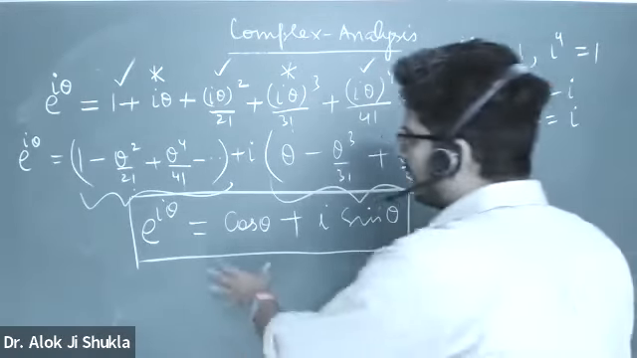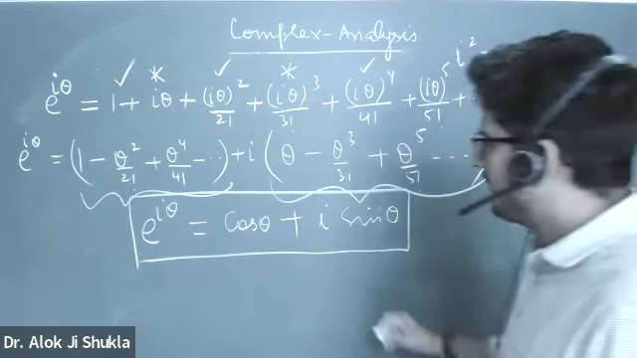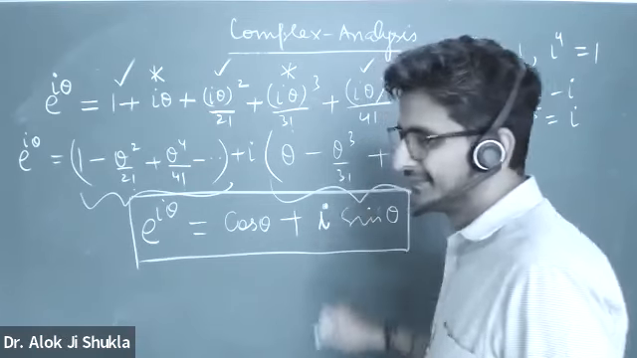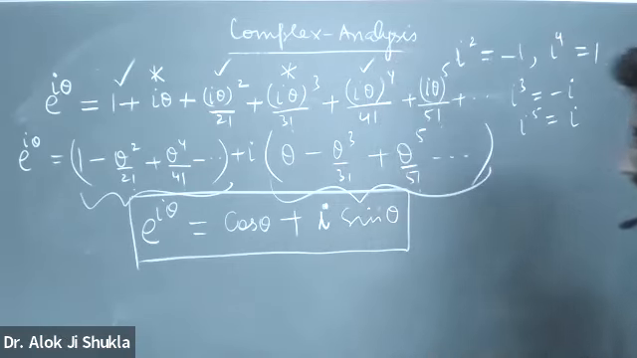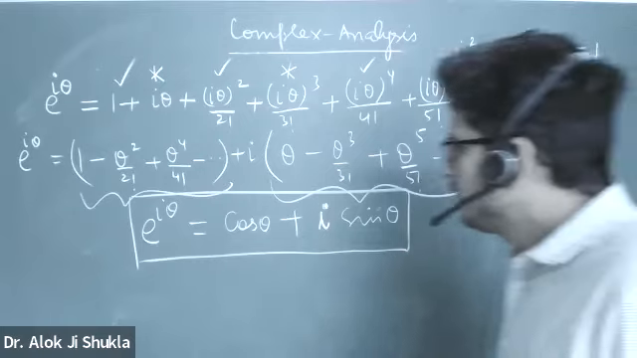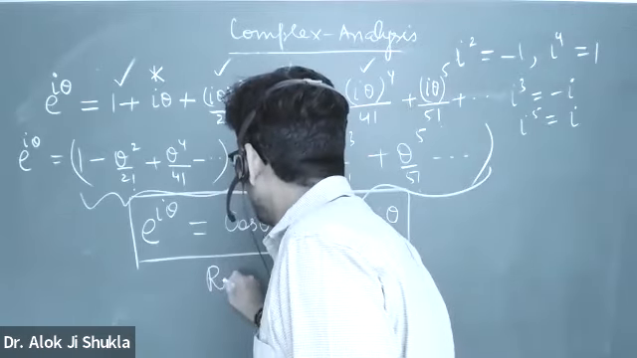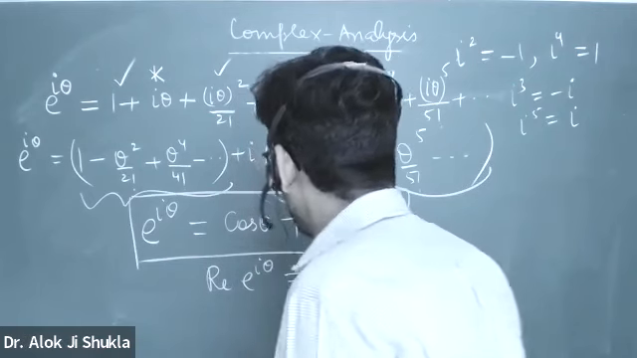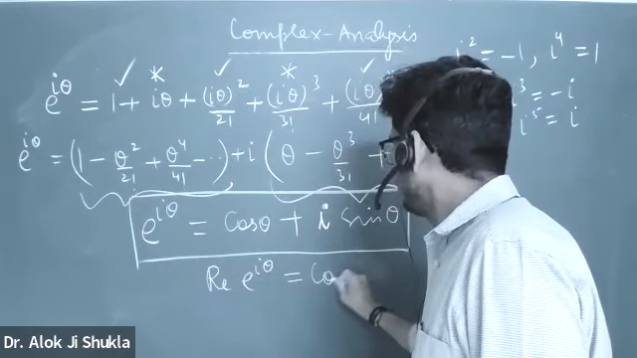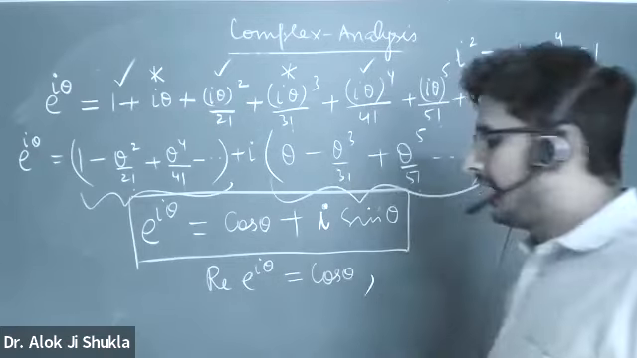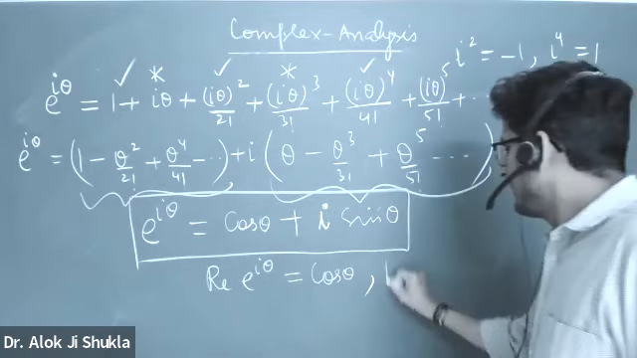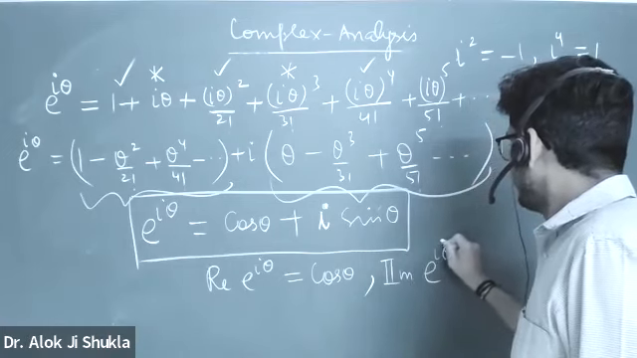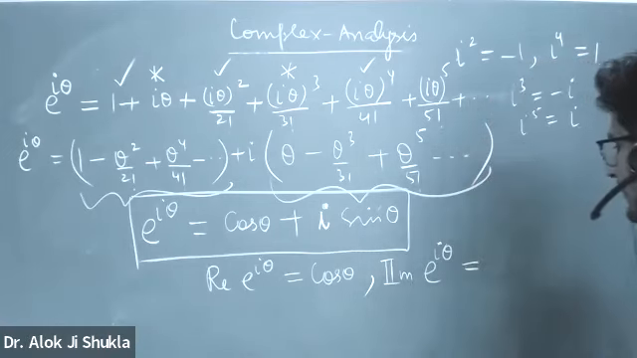This is such a wonderful equation, and please remember, we will not use iota anywhere. बस ये साथ में रहेगा हर जगह. As such, iota का कोई यूज नहीं करना. Now if you call real of e to the power iota theta, you get cos of theta, and if you call imaginary of e to the power iota theta, we get sine of theta.